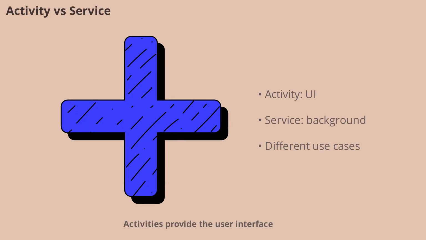Activities provide the user interface, while services run in the background without UI. Use activities for user interaction and services for background tasks like music playback or network operations.